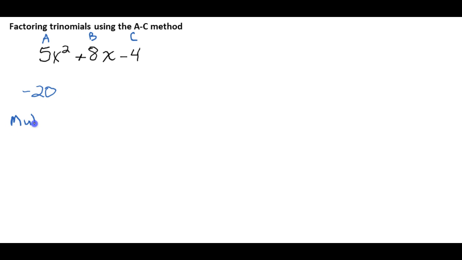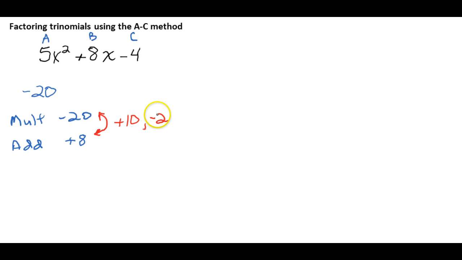Now it's your job to come up with two numbers that multiply together to give you negative 20, but also add together to give you the middle term of positive 8. So you have to think of two numbers that'll work, and if you take a moment, you may want to pause and see if you can come up with it on your own. The two numbers that are going to work here are positive 10 and negative 2.